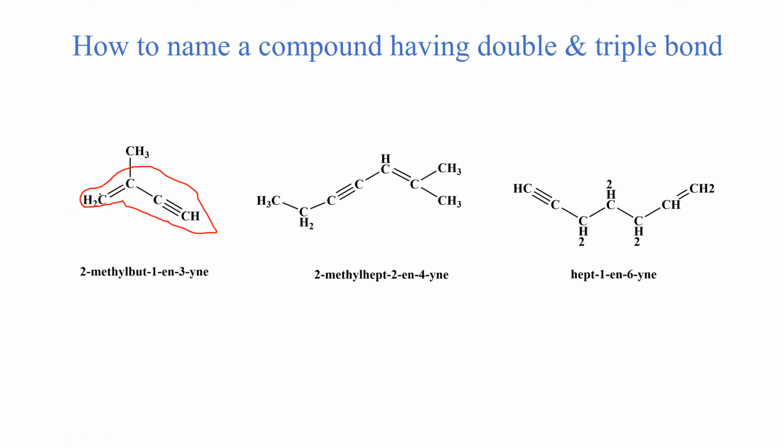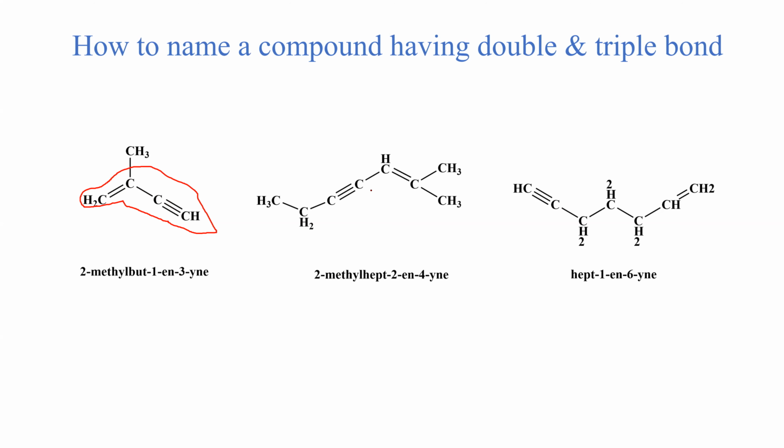So now numbering, I will start from the side where I can assign the lowest number or the priority to the double bond, right? So this is the 2, because this is at the second carbon where there is a methyl group. So this is the 2-methyl. This is the 4 carbon chain, so this is the but. And now we have to mention the double bond position. So this is the 1-en, and there is the third and the fourth carbon between which there is the triple bond. So 3-yne.